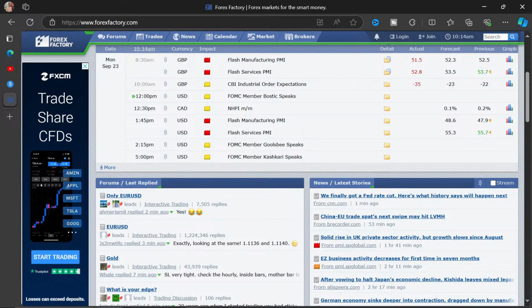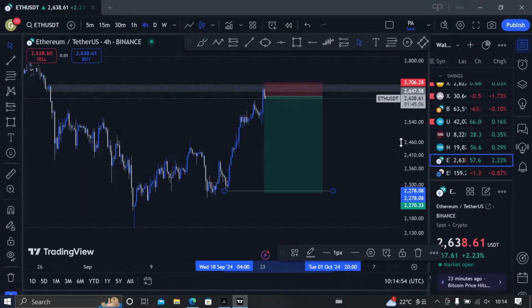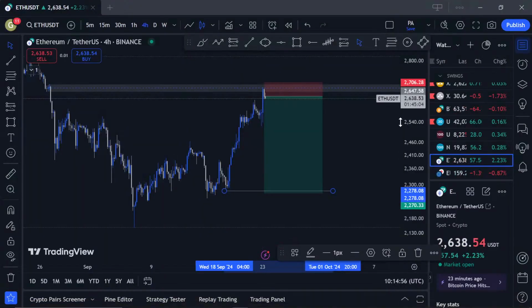So I'm just going to take the sell on Ethereum with my stop loss at 27.06. My TP that I marked is 22.78. So sell Ethereum. So I just placed my sell trade on Ethereum right now. So let's see how that actually goes for us.